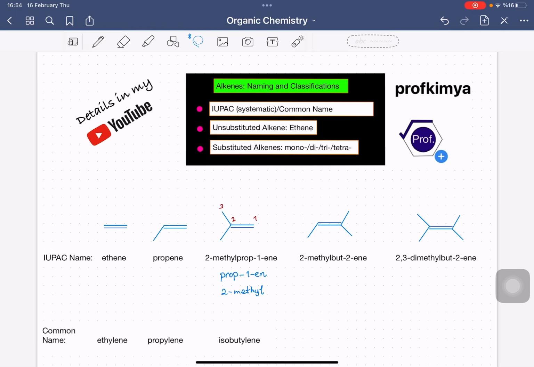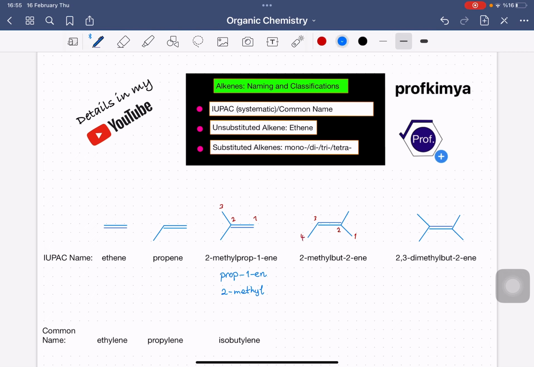Okay, let's name this molecule. This molecule has also a branch. We need to find the longest chain. 1, 2, 3, 4. Therefore, parent name is butane, but at the 2 position there is a pi bond. Let's use red pen. 1, 2, 3, 4.